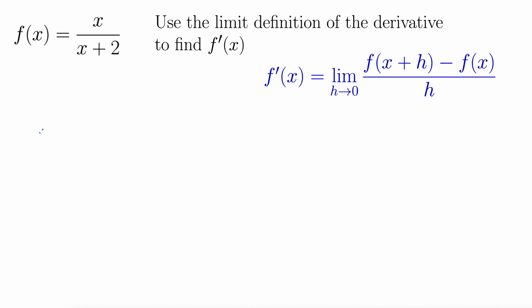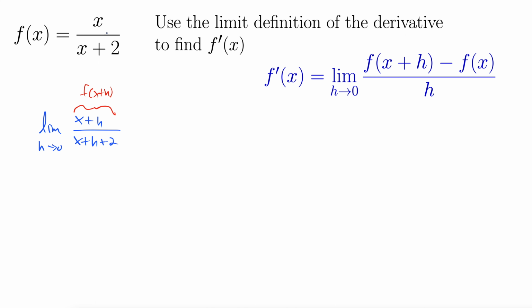So we have the limit as h goes to 0 of f of x plus h. So this means every time I see an x, I'm replacing that x with x plus h. So that gives us x plus h over x plus h plus 2. That's f of x plus h right there.